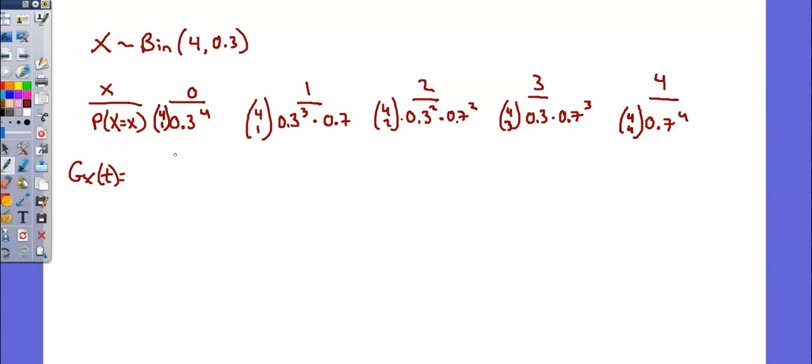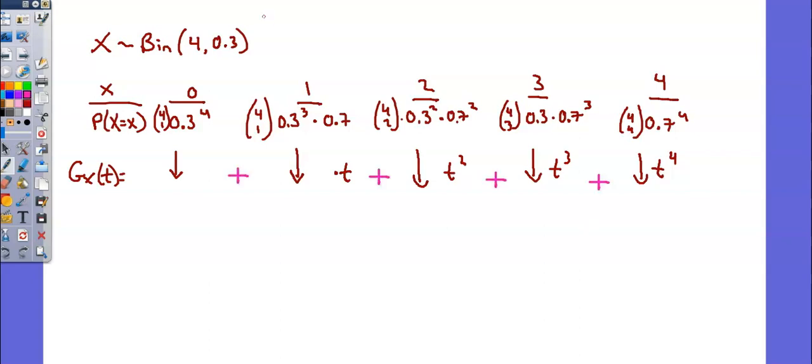If I take these to create my probability generating function, my first term doesn't have a t because the x is 0. That would be t to the power of 0. The next term is multiplied by t to the power of 1. The next term is multiplied by t to the power of 2. Then t to the power of 3. Then t to the power of 4. And I sum these 5 terms.